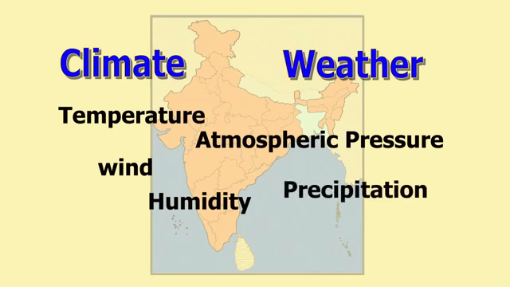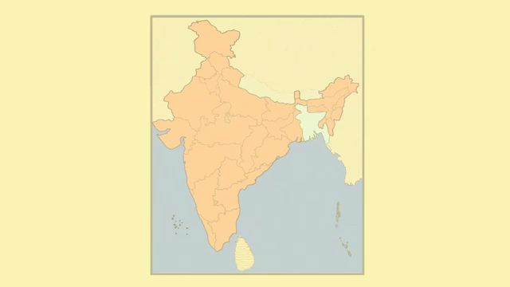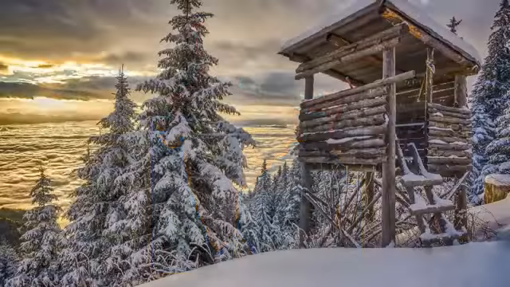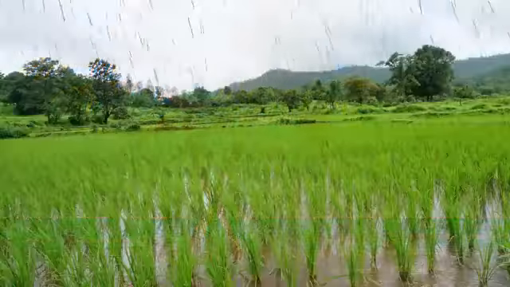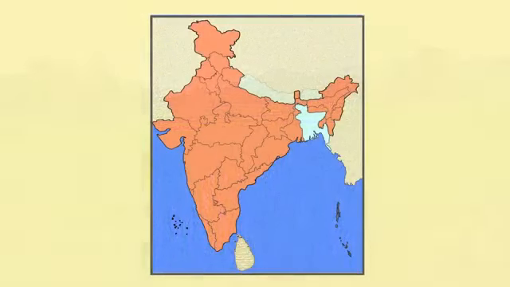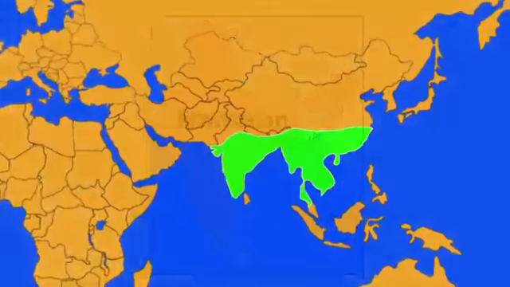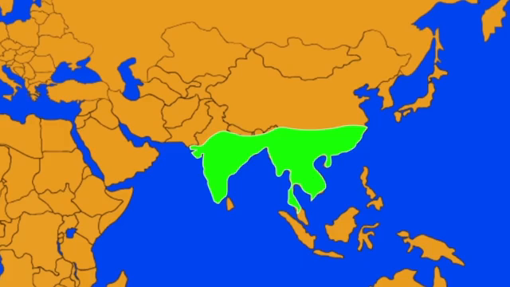Now you may have observed that the weather conditions fluctuate very often within a day. On the basis of generalized monthly atmospheric conditions, the year is divided into seasons such as winter, summer and the rainy season. When it comes to India, the climate of India is described as the monsoon type. Now this type of climate is found mainly in South and Southeast Asia.